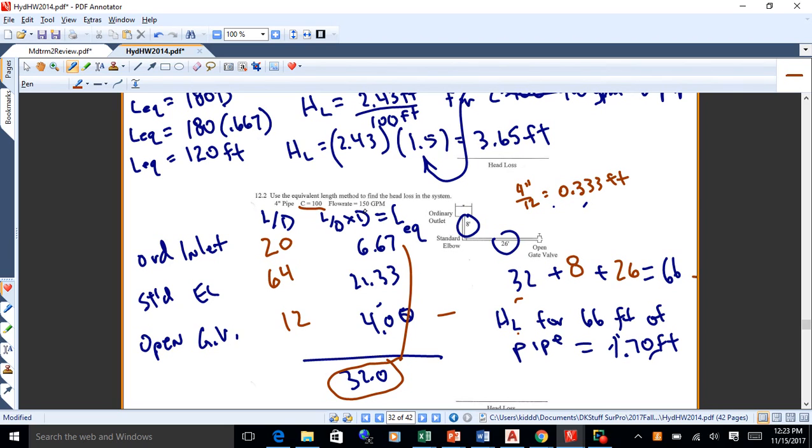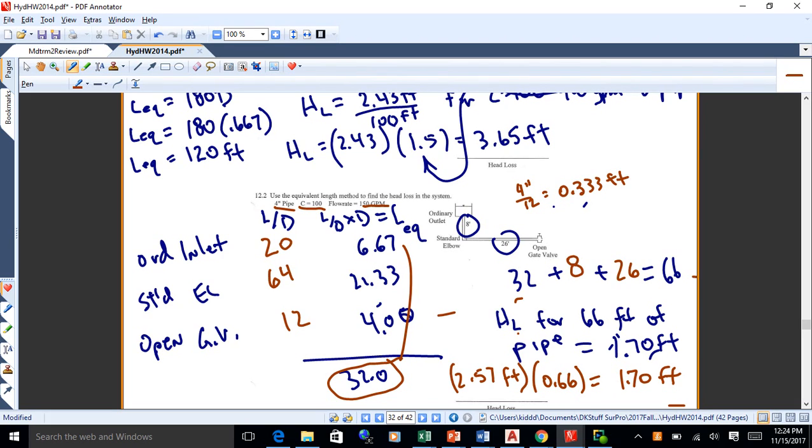And then you've got C equals 100, 150 gallons per minute, and 4-inch pipe. So what you would do then is go find the head loss. It's 2.57. Now that's feet per 100 feet, and you've got 66 feet of pipe, so that's 0.66 100-foot lengths. You can multiply that out and you get about 1.7 feet of head loss.